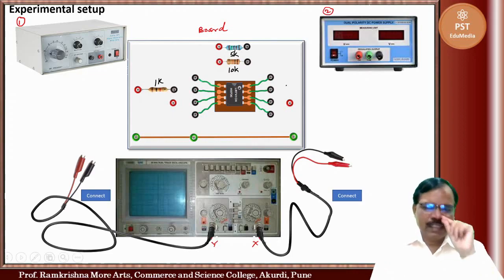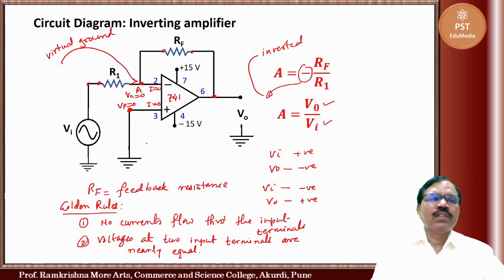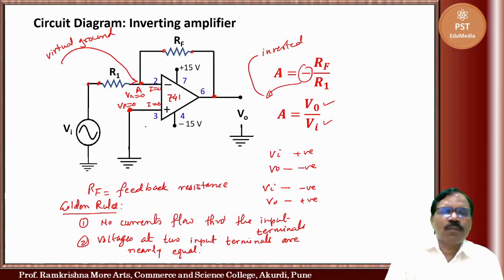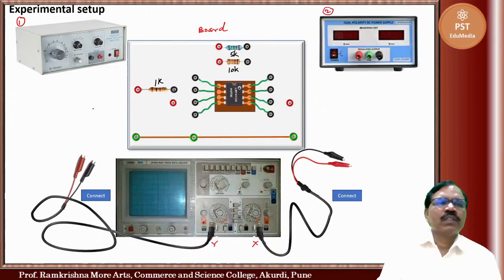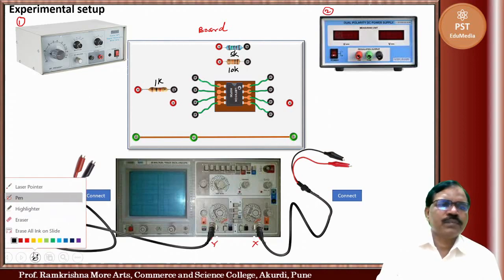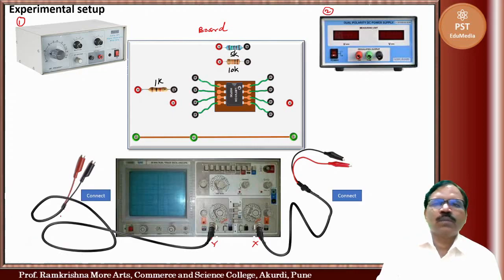Now if we go back, first we have to connect the feedback circuit. From the output terminal we have to connect RF, then RF we have to connect to pin number 2, and then pin number 2 we have to connect to R1. So we will connect accordingly. First we will connect this here, pin number 6.